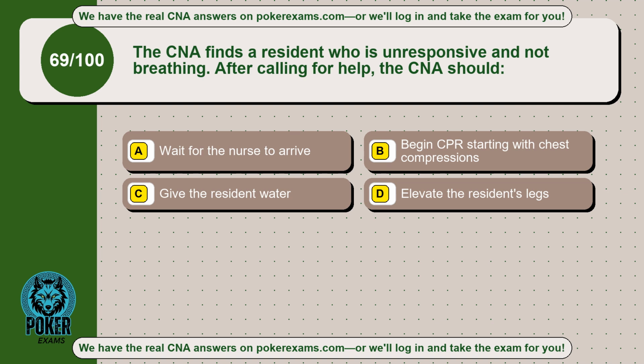Question 69. The CNA finds a resident who is unresponsive and not breathing. After calling for help, the CNA should: Option A, wait for the nurse to arrive. Option B, begin CPR starting with chest compressions. Option C, give the resident water. Option D, elevate the resident's legs.